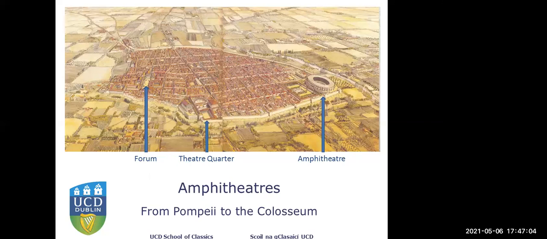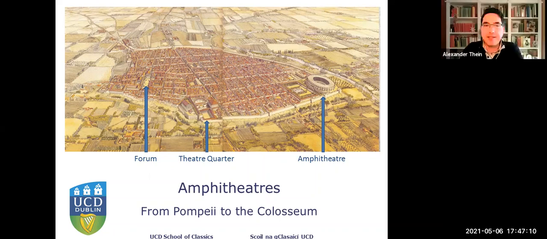I'm on the staff at UCD, and I've prepared a lecture on amphitheatres to help you with topic 10 on Roman art and architecture. Archaeology. So Pompeii is where we're going to start. We're going to go to Rome, to the Colosseum, and we're going to highlight a couple of contrasts, similarities, and a little bit about the evolution of the amphitheatre.